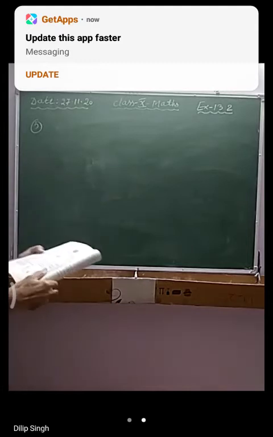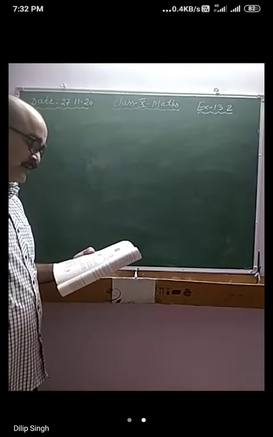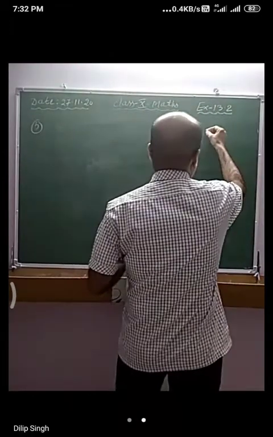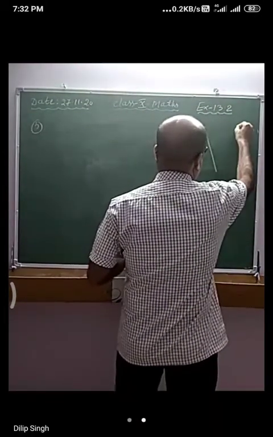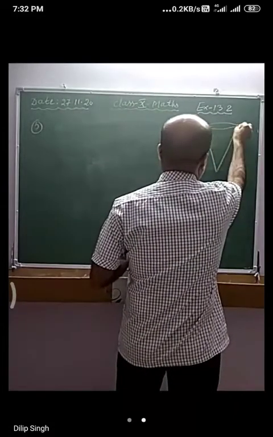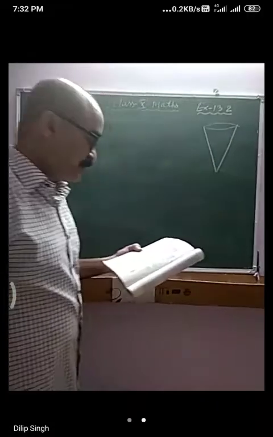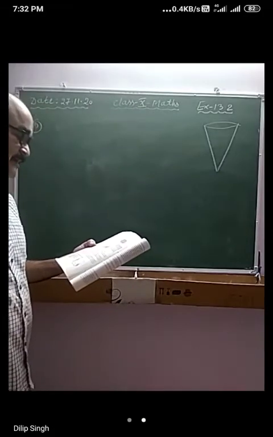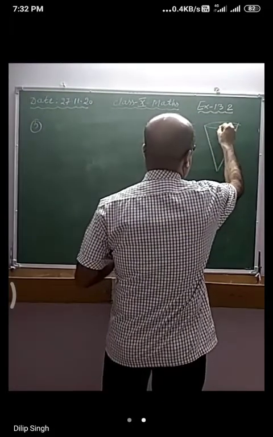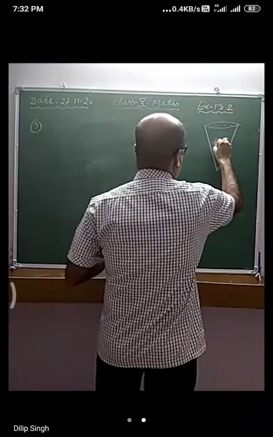A vessel is in the form of an inverted cone. Inverted cone means ulta cone, right? This is an inverted cone. Its height is 8 centimeter. So height is given as 8 centimeter.